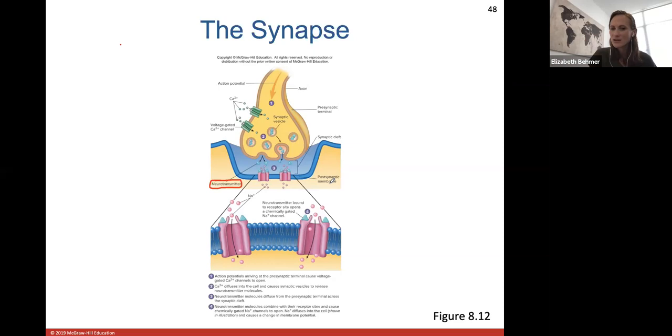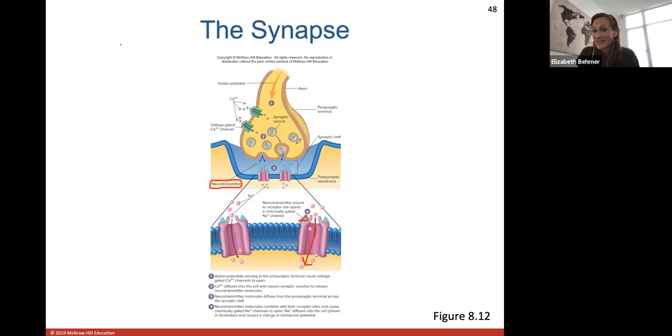And this is a zoomed in look at what's happening. The neurotransmitters are bound to the receptor sites. So the neurotransmitters are the triangular shapes. And that binding of the neurotransmitter will cause the sodium channel to open. So this sodium channel now will open and will start the propagation of an action potential, because we know when sodium channels open, sodium rushes into the cell, and sodium rushing into the cell starts our depolarization of that next neuron.